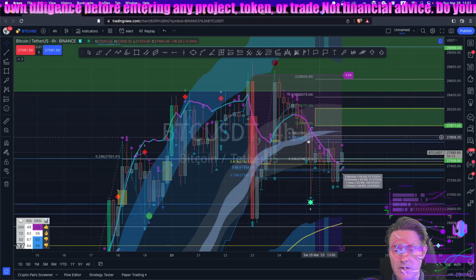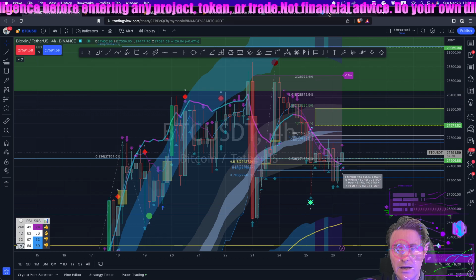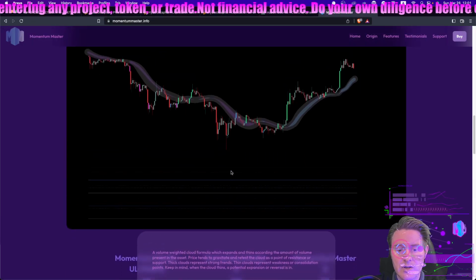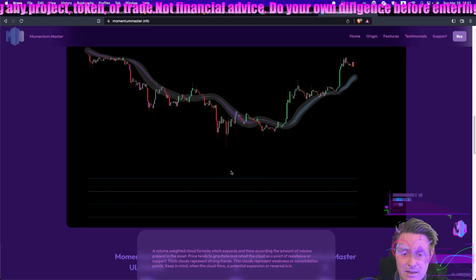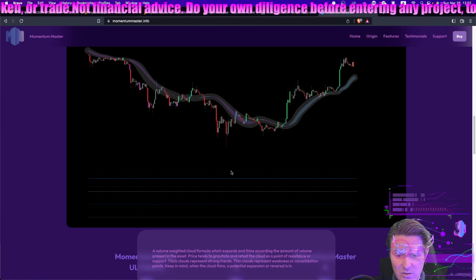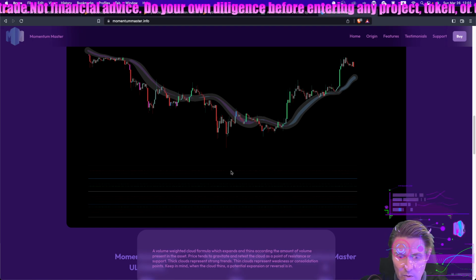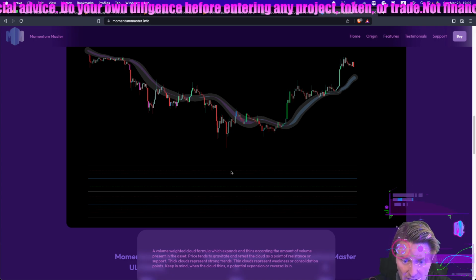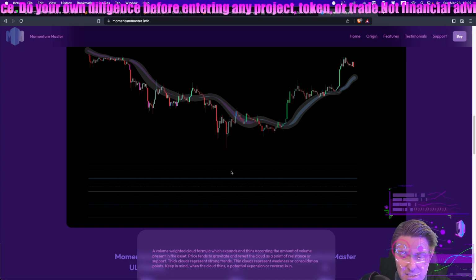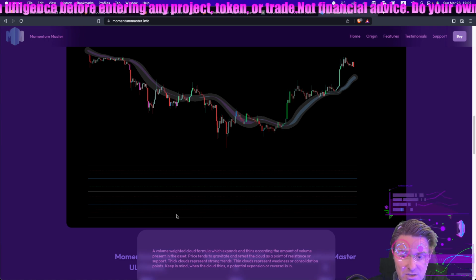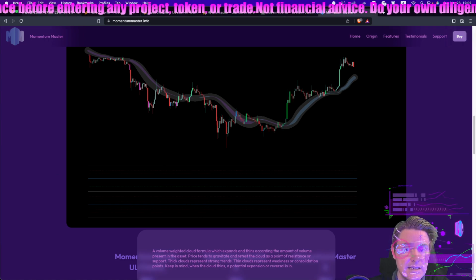So the money flow, this is a volume weighted cloud. If we go to momentummaster.info, click on trend cloud, you can see a volume weighted cloud formula which expands and thins according to the amount of volume present in the asset. Price tends to gravitate and retest the cloud as a point of resistance or support. Thick cloud represents strong trends. Thin cloud represents weakness or consolidation points. Keep in mind, when the cloud thins, a potential expansion or reversal is in.